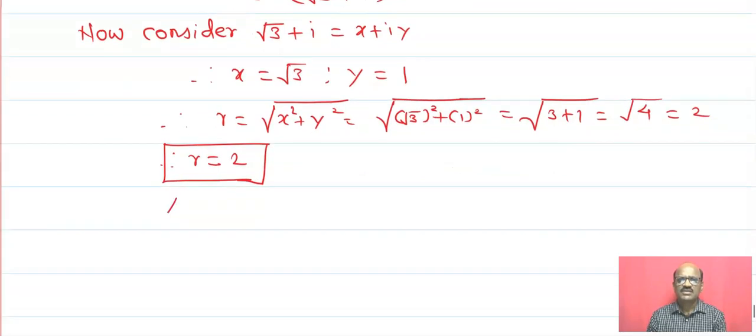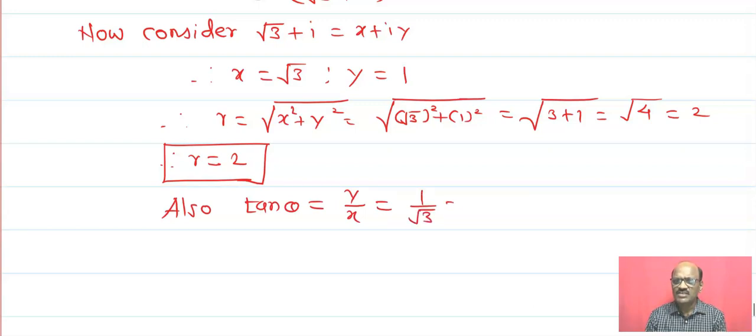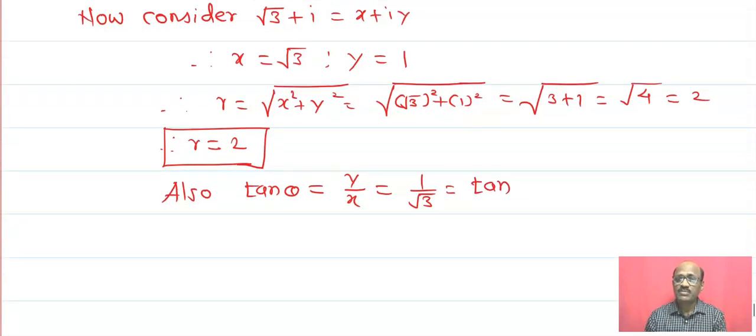Now see this. The value of r is 2 and also the point lies in the first quadrant, that is x is positive, y is also positive. Tan of theta is y upon x. How to find out the angle is very important. I had explained it in a very easy way. That is, the tan of pi by 6.